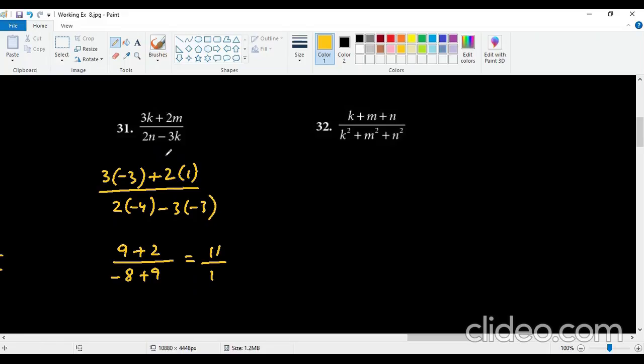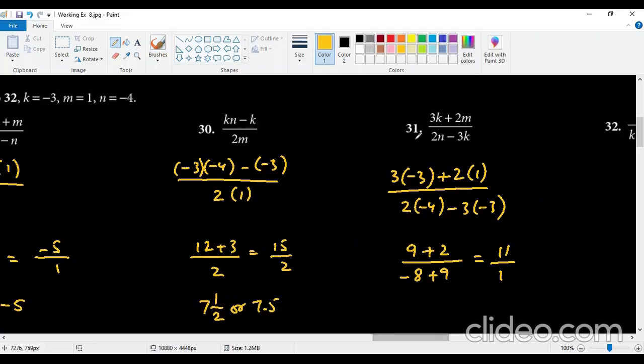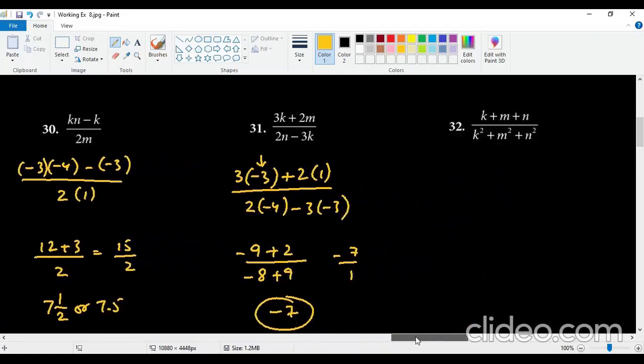Let's just review this again. Minus k is a minus 3. K is a minus 3. Yes, k is a minus 3. This gives us minus 9 here. So this gives us minus 7 over 1. And let's see where the mistake is for 31. No mistake found, and minus 7 is your final answer.